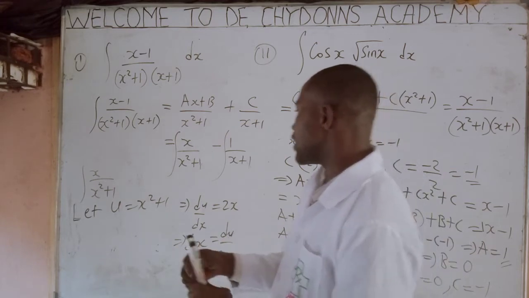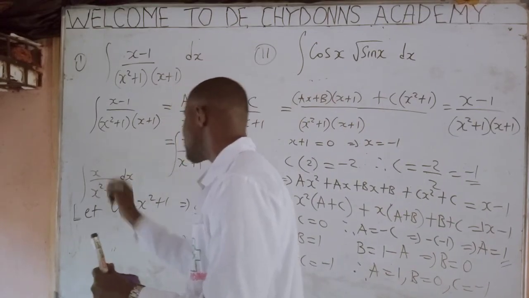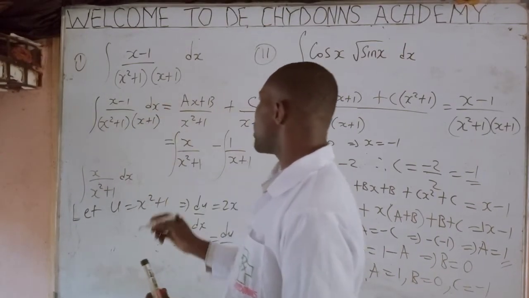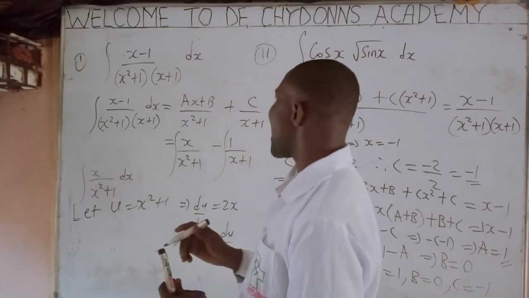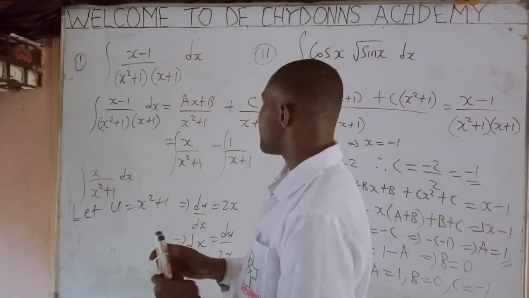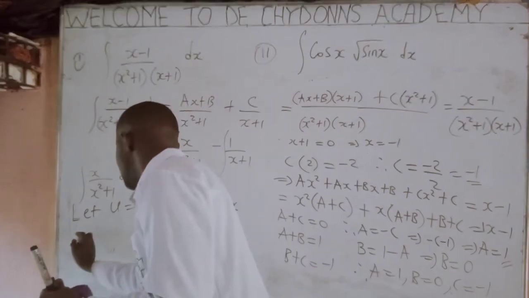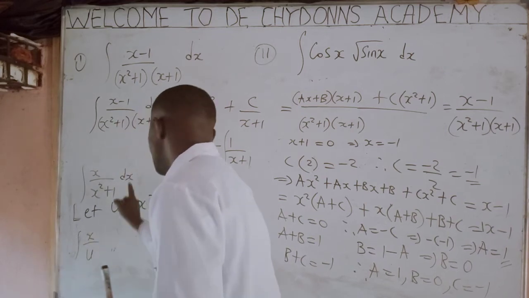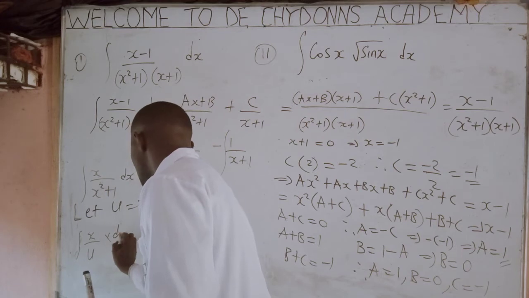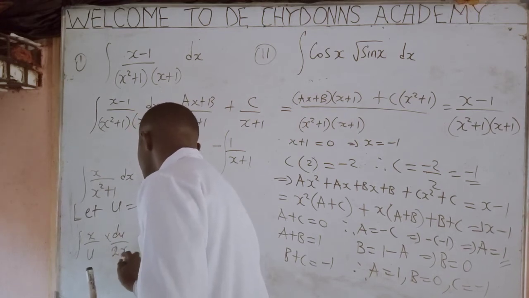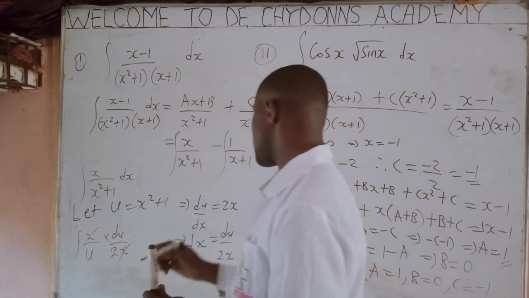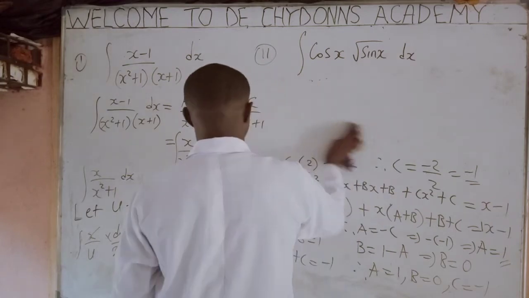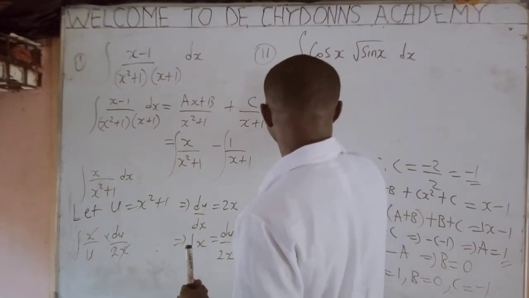So what you now do is that if you are to integrate this, you have to integrate the one after the other. So you will be having integration of x all over u, times du all over 2x. So this will cancel this. So continue, we have that the answer will now be integrate.